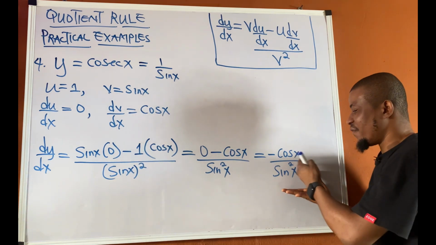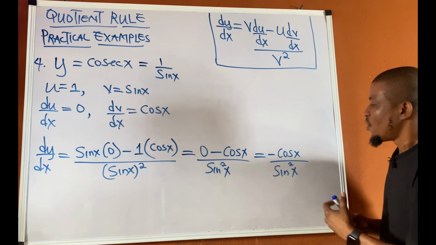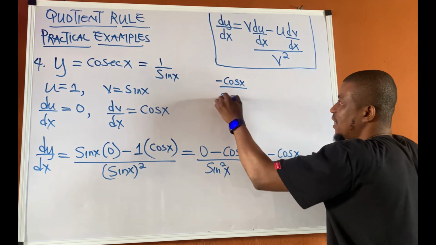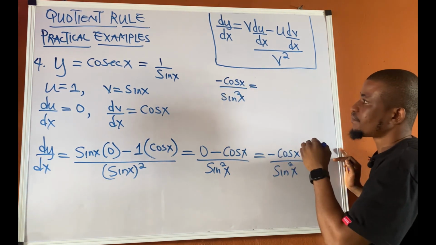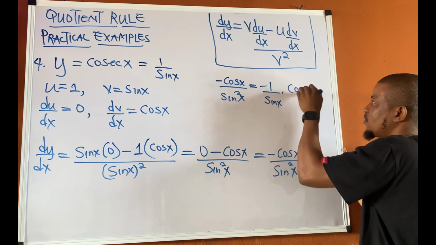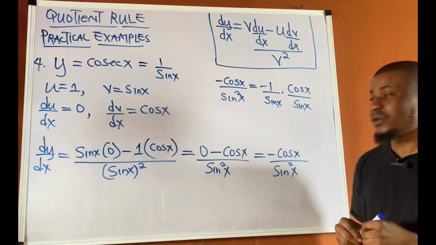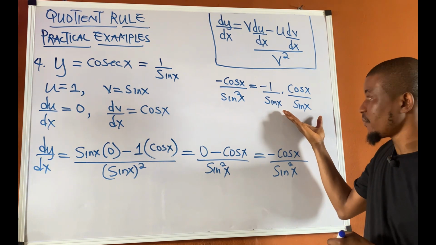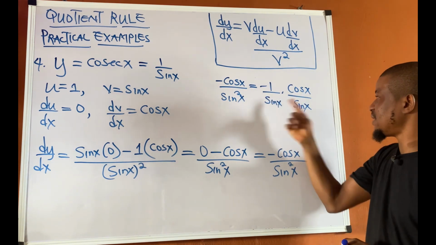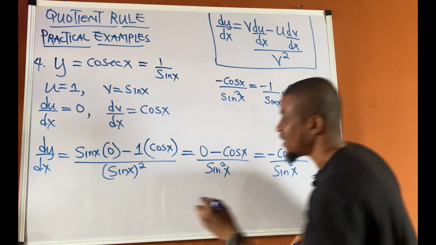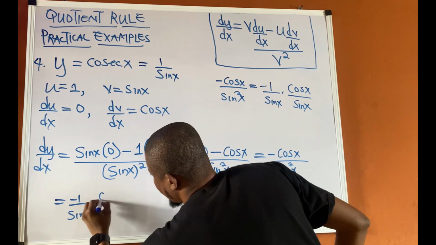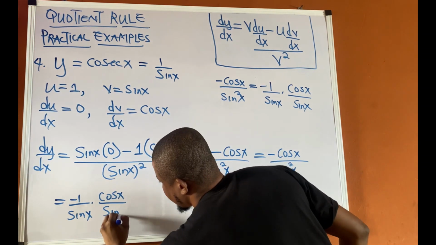Alright, and so how do we convert this to its compound forms? What we simply do here is we have a negative cos x over sine squared x. We can say this as a negative 1 over sine x and then cos x over sine x. We can split this to be this, right? Because this is negative cos x over sine squared x. Negative 1 times cos x is still negative cos x. Sine x times sine x is still sine squared x. So we can write negative 1 over sine x times cos x over sine x.